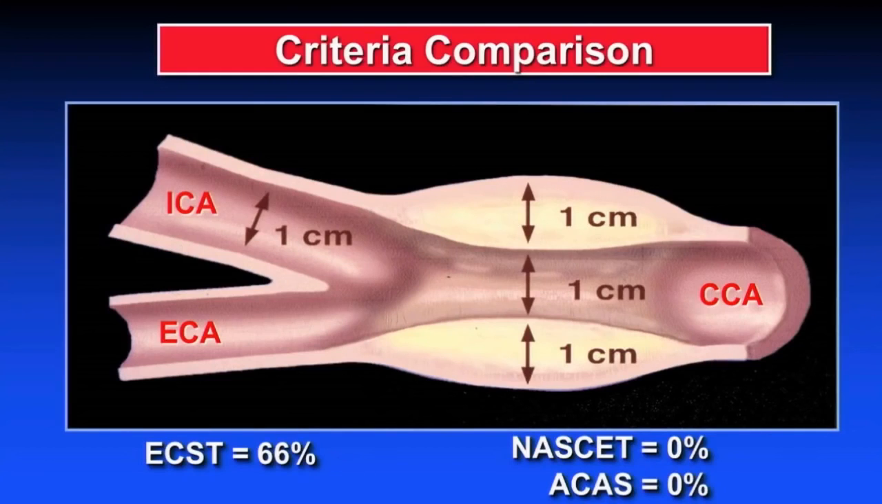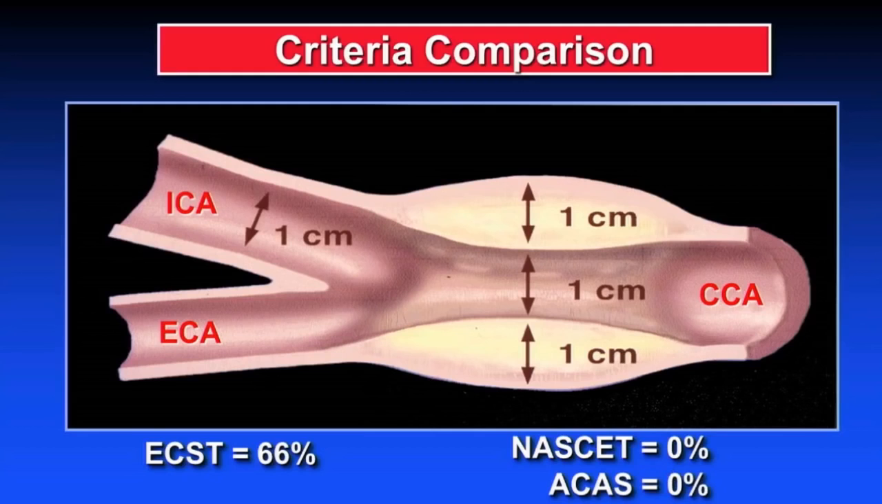Now, why is this so important? Look at this diagram that I've drawn. Say the carotid bulb measures 3 centimeters, and you have 1 centimeter of plaque on either side with a 1 centimeter residual lumen. And then the internal carotid artery also has a 1 centimeter diameter. Now, if you measure it by the European carotid stenosis trial methodology, it would be a 66% stenosis. If you measure it by the NASCET criteria, the 1 over 1, it's no stenosis. Now, why is this important?